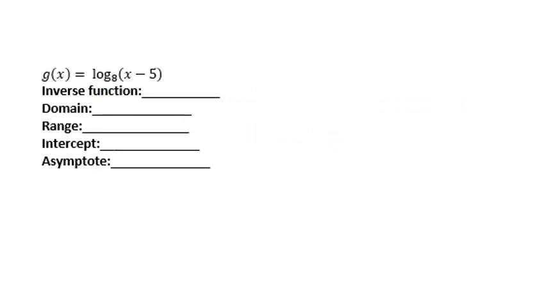Let's find the inverse of this function. So first we write it in a friendly format. So y equals log base 8 of x minus 5. Then we're going to switch the places of the x and the y. So this is going to become x equals log base 8 of y minus 5.